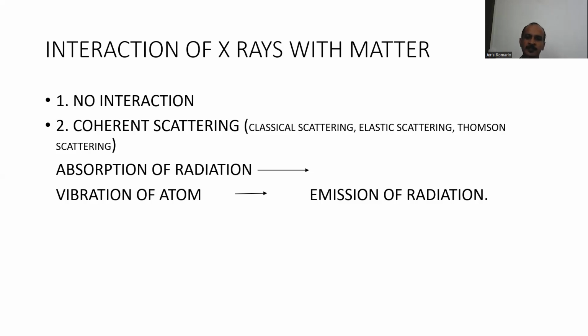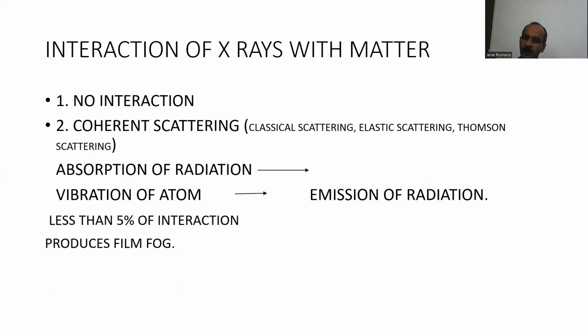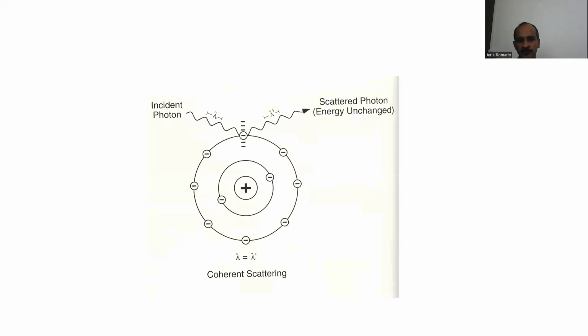So in effect, what happens? One X-ray comes, hits, the electron vibrates, then the X-ray leaves and it becomes stable. But when the X-ray leaves, it goes in a different direction. And this is what we call scattering, scattered radiation. In our dental X-ray unit, only less than 5% of interactions occur in this way. And this is not good for us also, because it can cause film fogging.